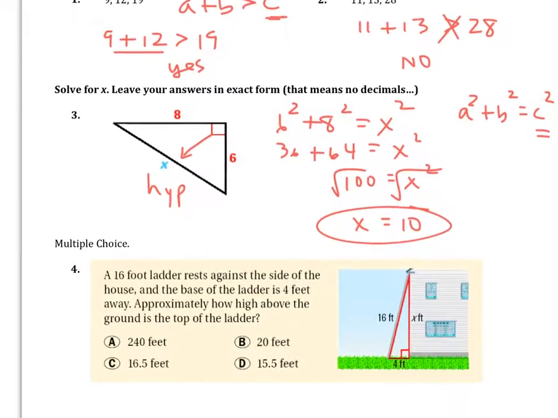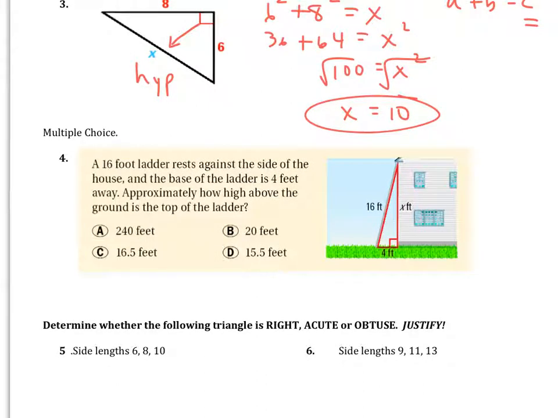All right, number 4, still using the idea of the Pythagorean theorem. Our goal is to solve for x. This time, x is not the hypotenuse. Our hypotenuse is actually 16. Since the hypotenuse always has to be the longest side, it can't be 20, because 20 would be bigger than 16. It can't be 16 and a half, and it can't be 240. So it looks like it's going to be D.